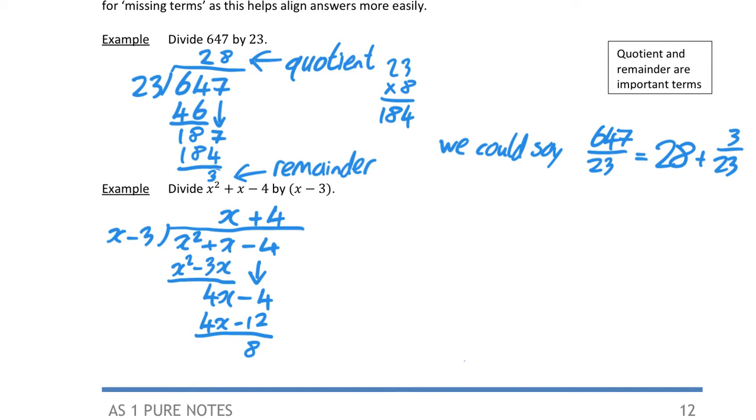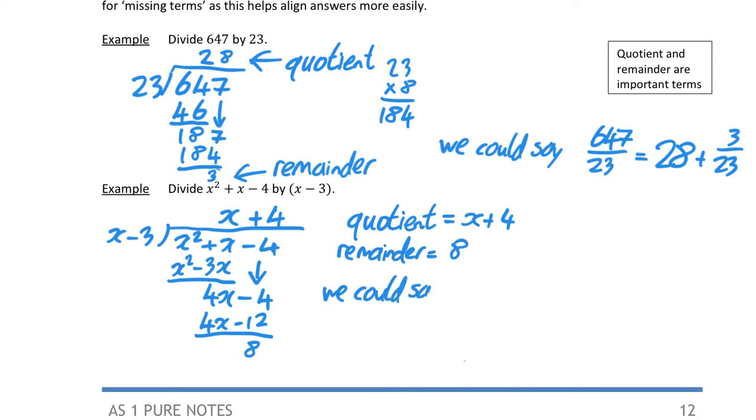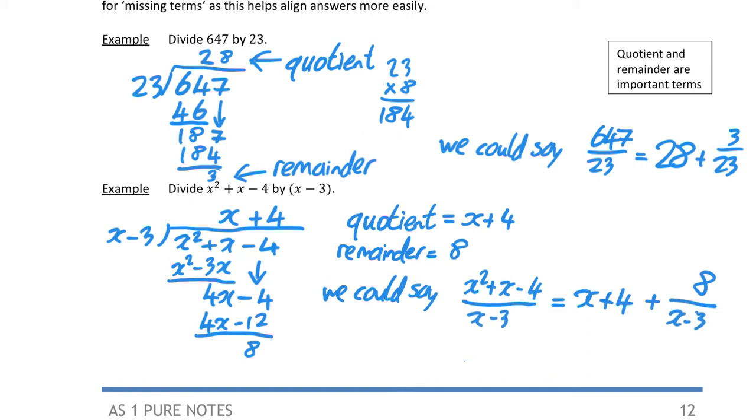All right. First of all, we're going to write down what we've got. Our quotient in this example is equal to the thing in the answer line, so it is just x plus 4. Our remainder is equal to 8. And also, we could say that x squared plus x minus 4, all divided by x minus 3, is equal to x plus 4 whole, and then plus you had a remainder of 8, so it's 8 over whatever you were dividing by, 8 over x minus 3.